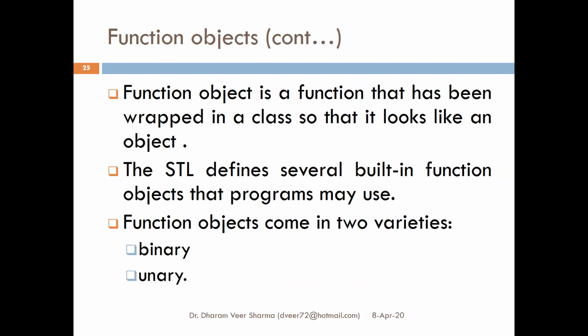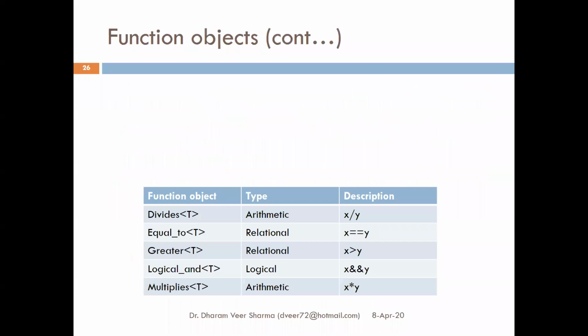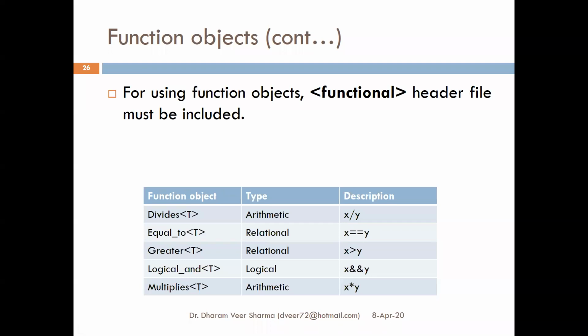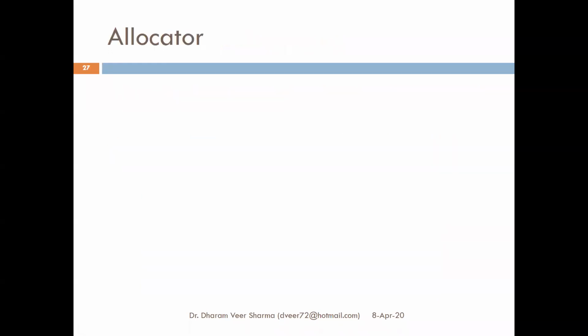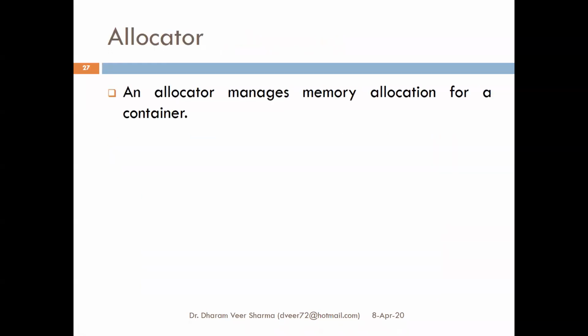So function objects may be binary or unary. Binary when they are comparing something, unary maybe for some other reason. Like here, divides, these are the function objects inbuilt in the STL. Divides will divide two values, equal will tell you whether two values are equal or not, greater, logical, and multiplies. These are the function objects available within STL.